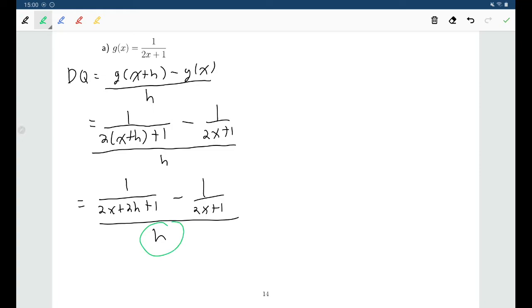And so my plan here is to first simplify this fraction. If you're thinking about how we would do this, we've done things like this in the past, where we have a compound fraction, fractions inside of fractions. The plan was to think about the common denominator for the fractions inside the fraction, and multiply everybody top and bottom by that common denominator. So what I'm going to do is multiply all the terms on the top and on the bottom by 2x plus 2h plus 1 times 2x plus 1.